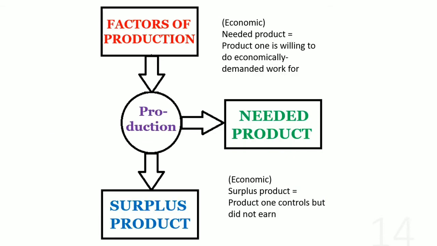The economic production process can be spoken of in the same way. The factors of production are put through the engine of production in order to produce needed products. Needed products are those products that one is willing to do economically demanded work for. However, surplus products are also produced. These are products that one controls but did not earn. Let's take a closer look.